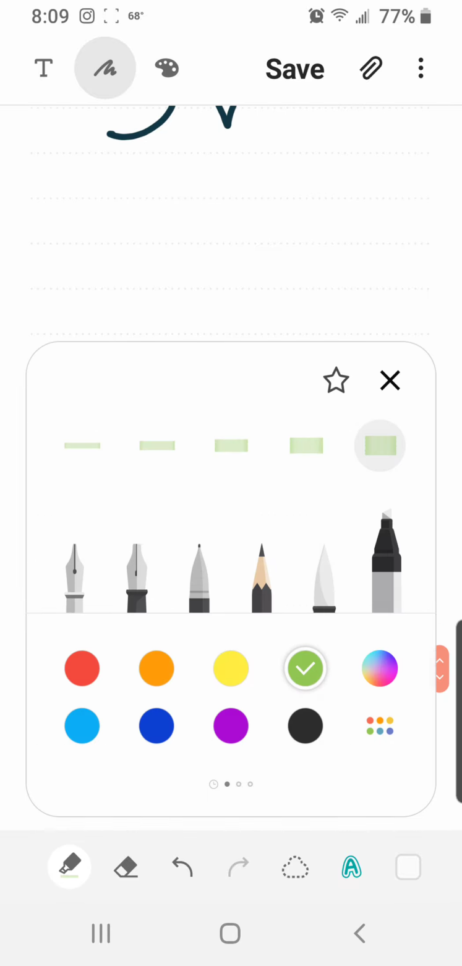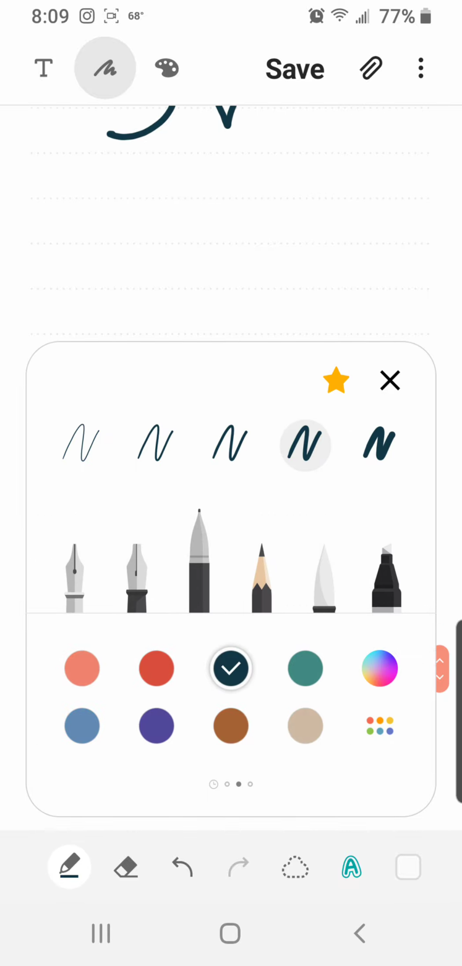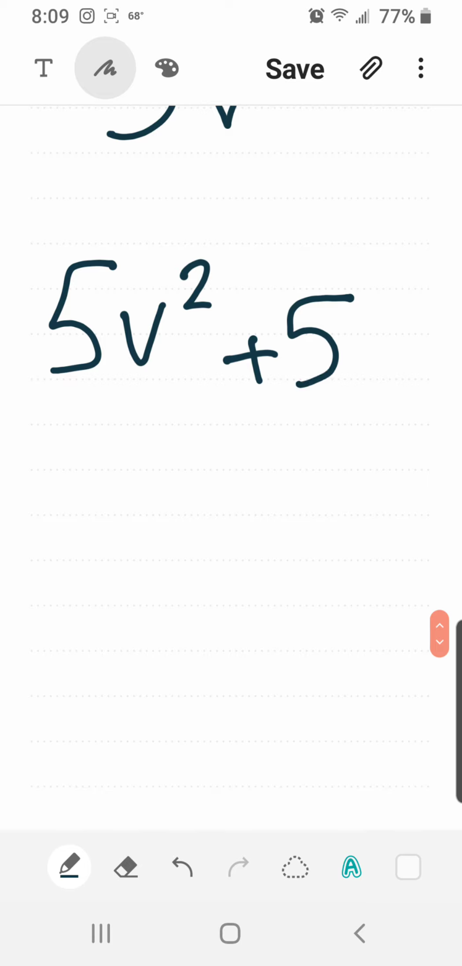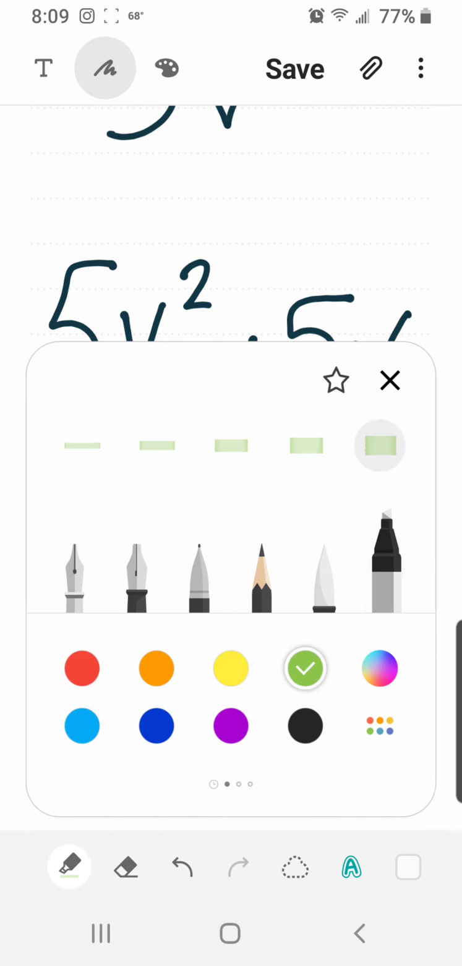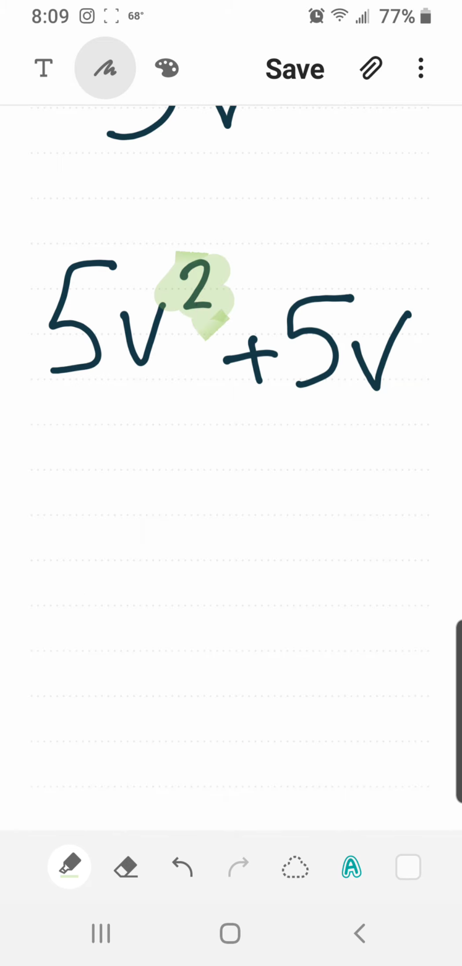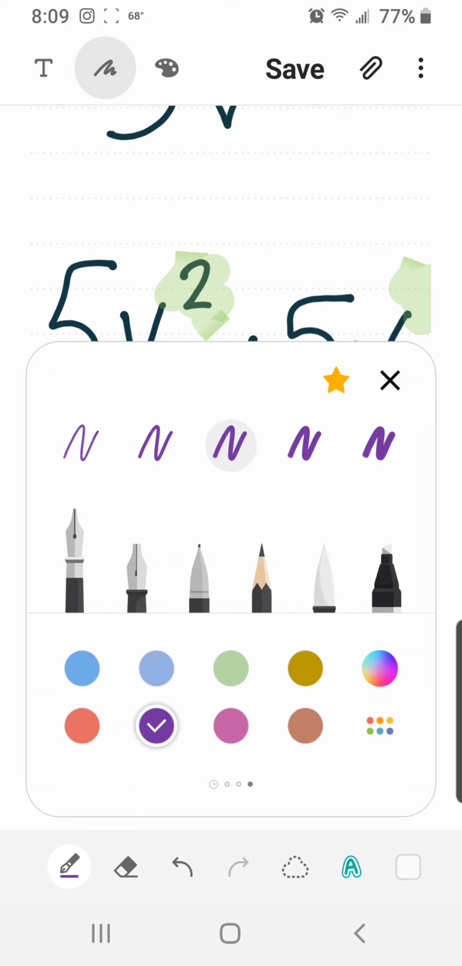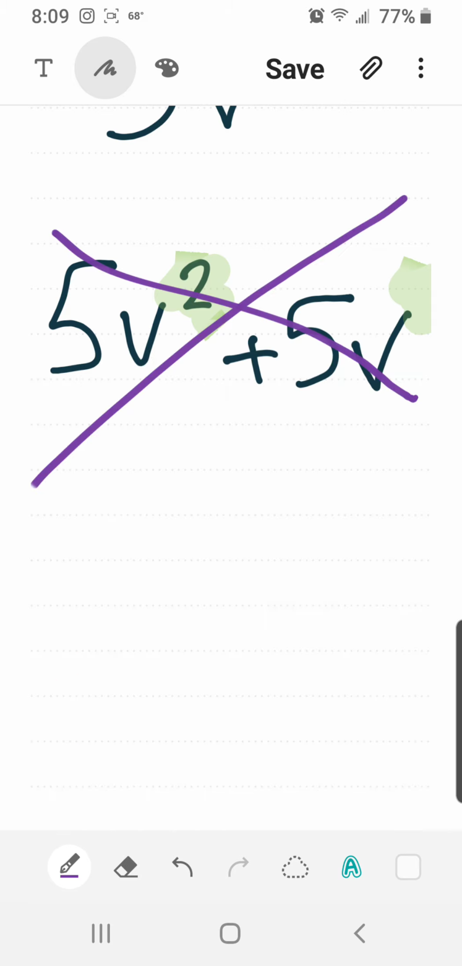What if we have a situation where we have something like 5v squared plus 5v? Because these do not have the same exponent, we cannot combine them. We can't. Going to put a big red X. Can't, that is purple. Cannot combine them. Can't combine.